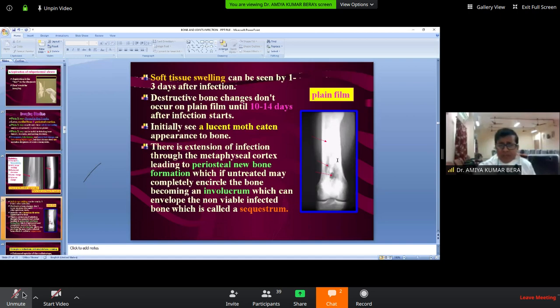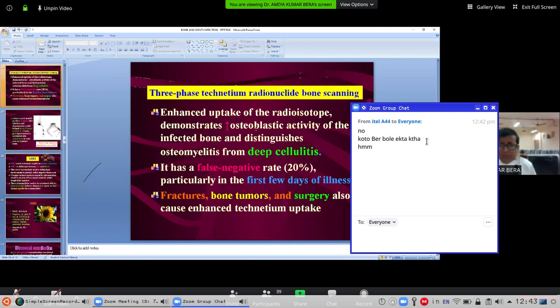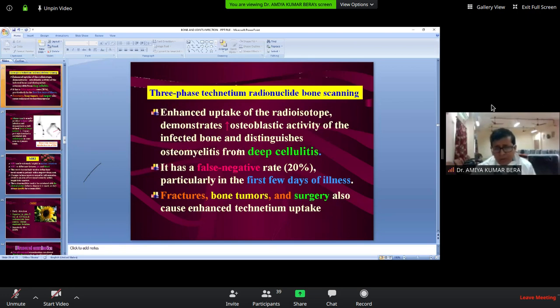Previously, bone scan was used. Nowadays, it has a very limited role. It's more theoretical, in that it shows increased metabolic activity. It may also occur in trauma like fractures, in bone tumors, or even after surgery, when a reparative process goes on. So it has no specificity for diagnosis.